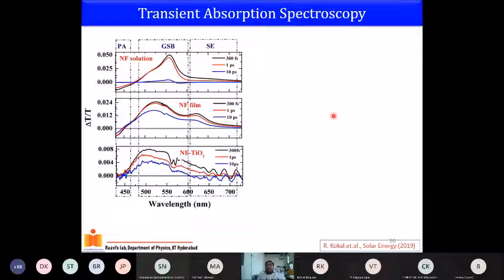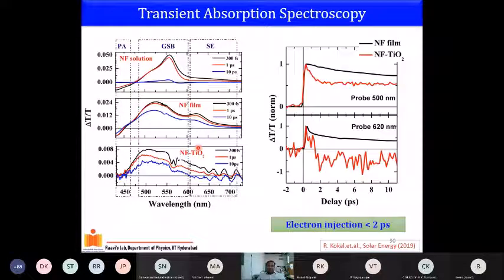Next is to find the evidence of how injection is happening, how fast injection is happening. For that, we did the pump-probe measurements. Again, don't worry about the whole story. The important point here is that following this stimulated emission process, if you look at the film, the stimulated emission is strong and it is long-lived. Within the first 10 picoseconds, it is there. But the moment you put it on titania, within the first 1 picosecond, this stimulated emission is quenching, suggesting that you have an electron injection which is happening within 2 picoseconds. Of course, we had very noisy data, so we could not really fit the data, but I would expect it to be less than 1 picosecond. So this is the data which shows you that injection is fast.